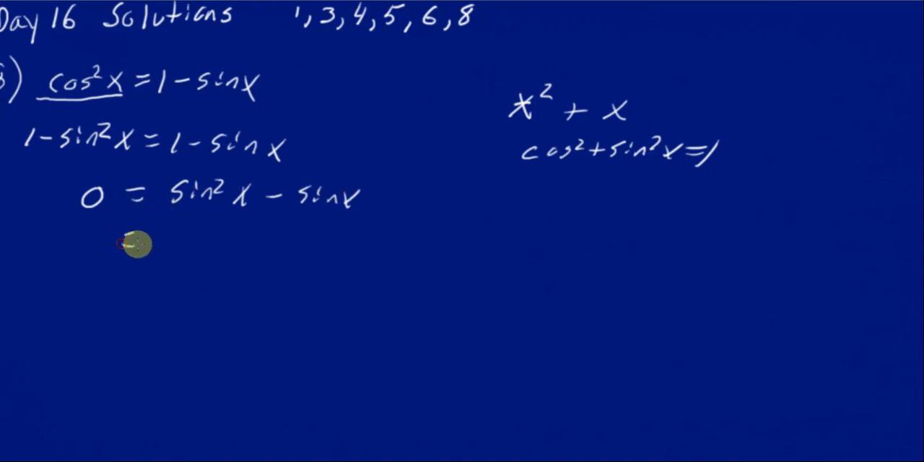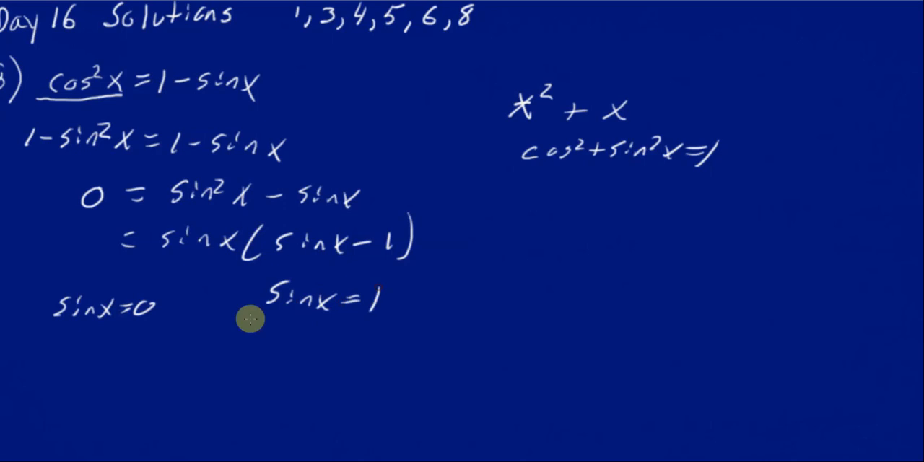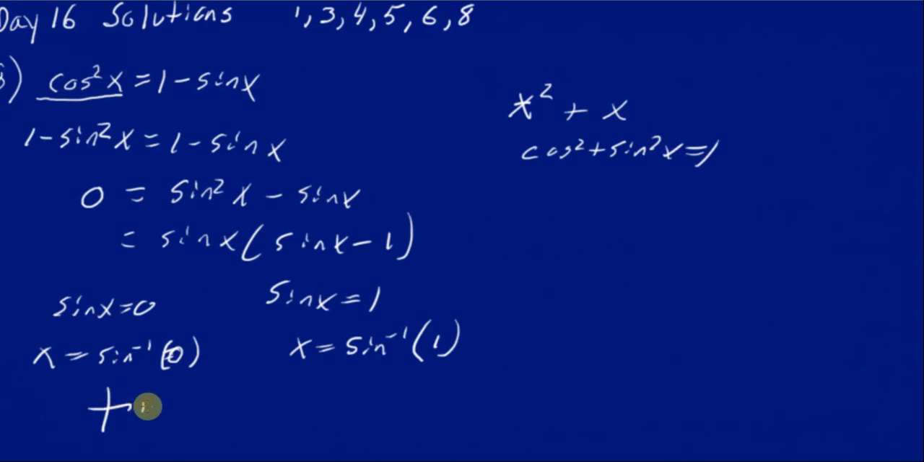Well, now we can factor out a common factor of the sine of x, which leaves the sine of x minus 1. Setting those both equal to 0, sine of x is equal to 0. Set that equal to 0, add 1 to both sides. The sine of x is equal to 1. So x is equal to the inverse sine of 0, and x is equal to the inverse sine of 1. Here we go. Where is the sine 0? The sine is 0 at 0 and pi. So x equals 0 and pi.